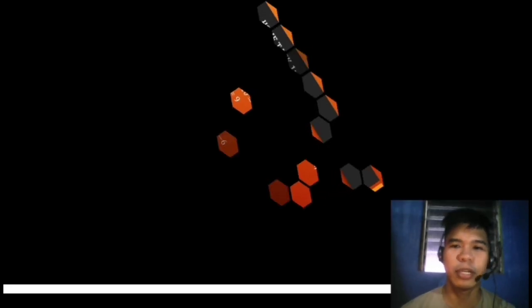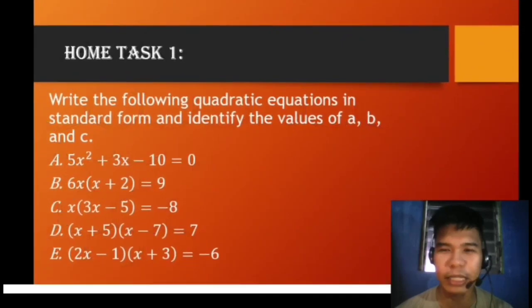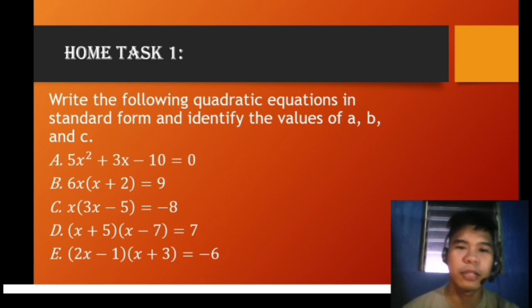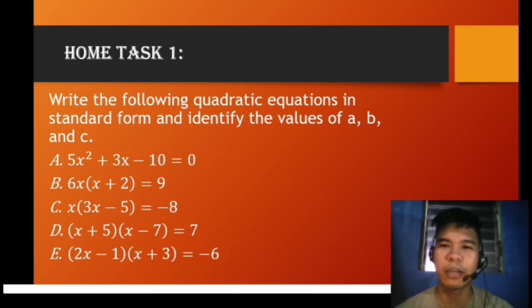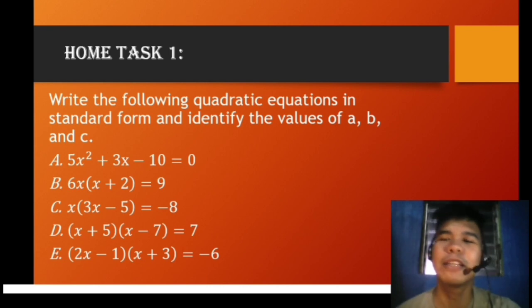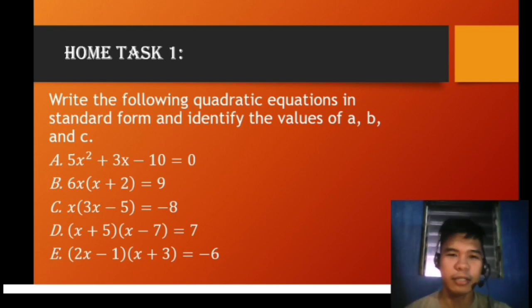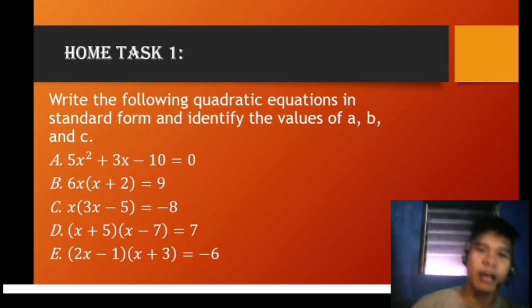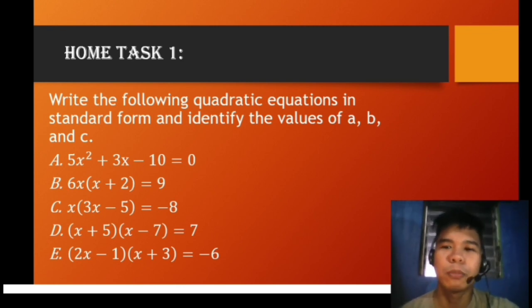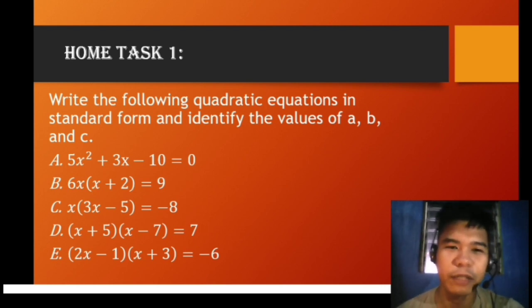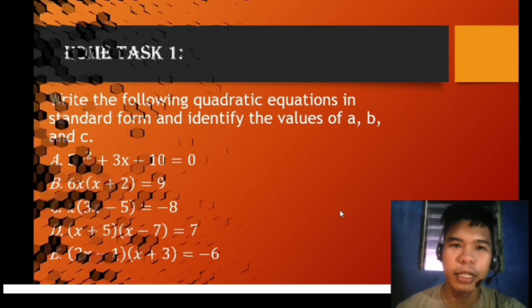Let us have first the checking of home task number 1. It is given with this. According to the direction, we're going to write the following quadratic equations in standard form and identify the values of A, B, and C. I will reveal the answers right now, but before that, I want you to put your scores in the comment section of this video after the checking. I'll give you 90 seconds to check your work, and here are the answers.